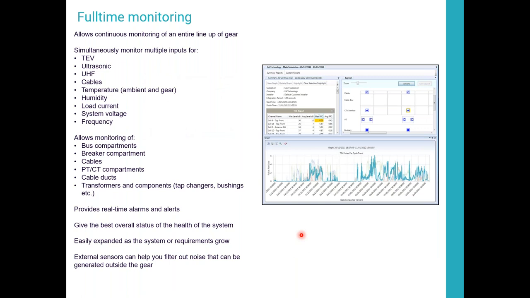And what they allow you to do is use a series of different sensors to simultaneously monitor your surface discharge, your internal discharge, cable, ultra high frequency, the RF signals, temperature, humidity, load current, system voltage and frequency, and tie it all into a common point, bringing it back to your central office, your SCADA, etc. And it allows you to have a good long-time running plot and trend of your system.